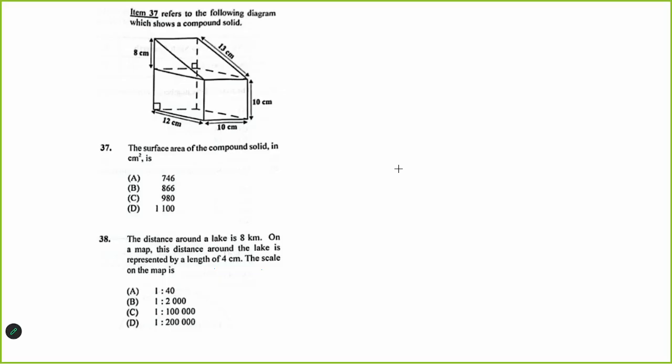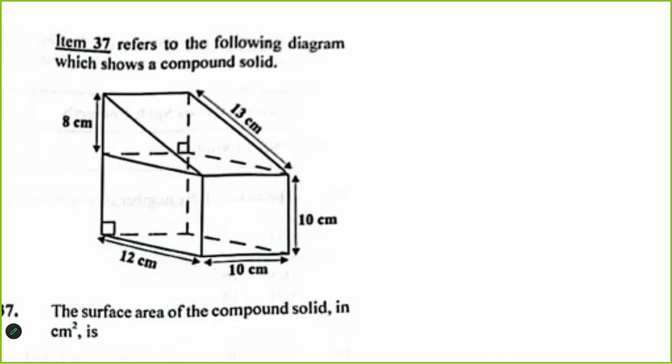Item 37 refers to the following diagram, which shows a compound solid. The surface area in centimeters squared is, so let's first go with 1. Actually, let me use a highlighter so you guys could see what shape I'm looking at. Alright, so first one here is this length right here. Alright, so that is 8 by 10. So the red one is 8 multiplied by 10, which is 80.